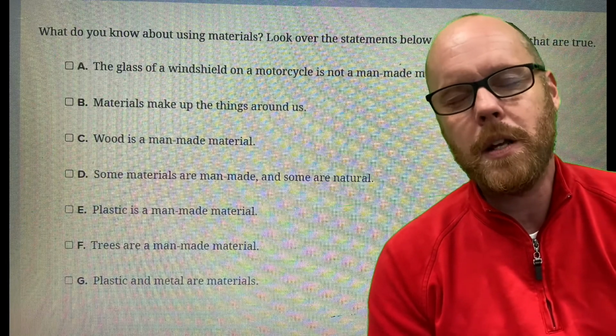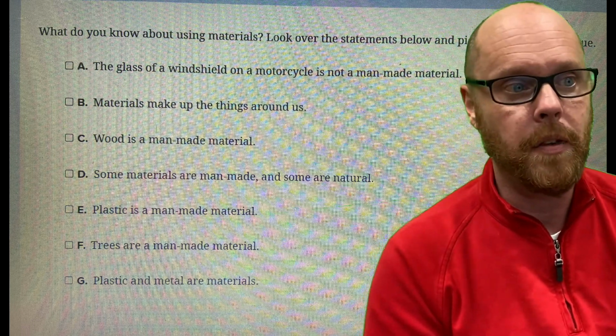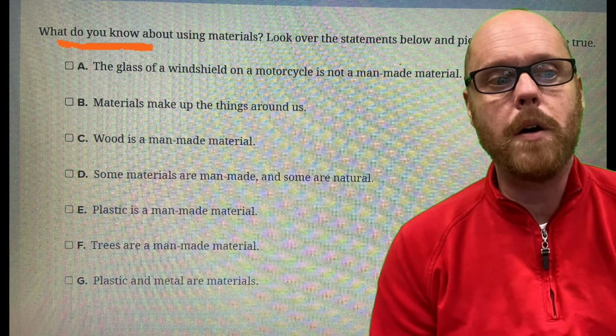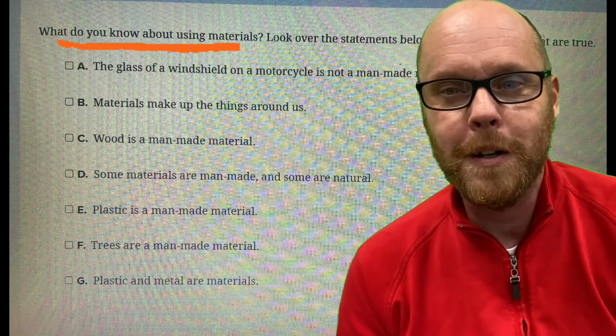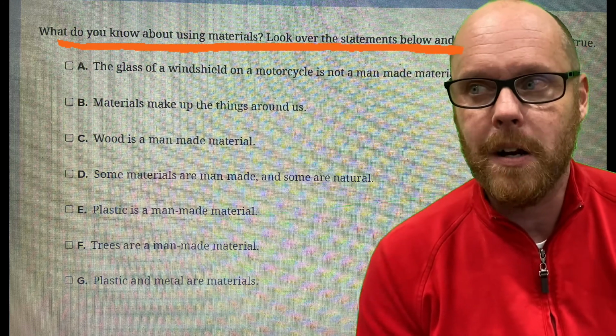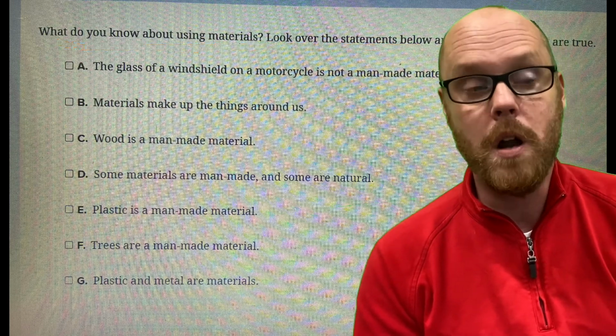Now, what we're able to do here is take a look at a few questions and a few matching activities where you have to read the story first and read the information first in order to solve them. But they present some great questioning and some great ideas. Like, my favorite part right here is thinking about materials. And the question is, what do you know about using materials? Look over the statements below and pick the ones that are true. So you're going to have more than one answer here. And if we look through, let's try to decide which ones are true and which ones are not.